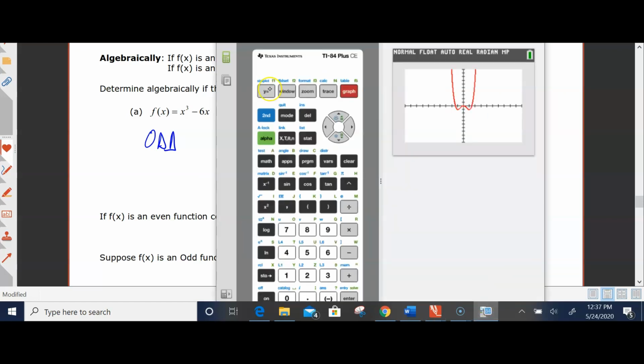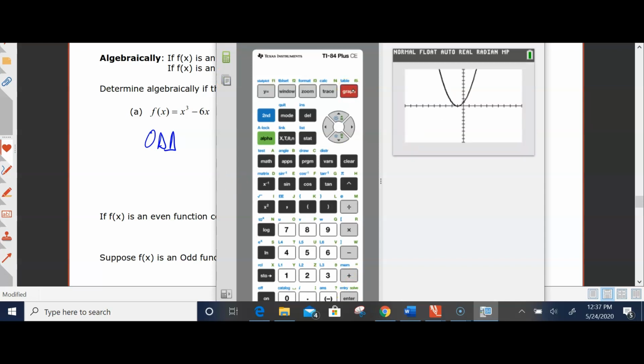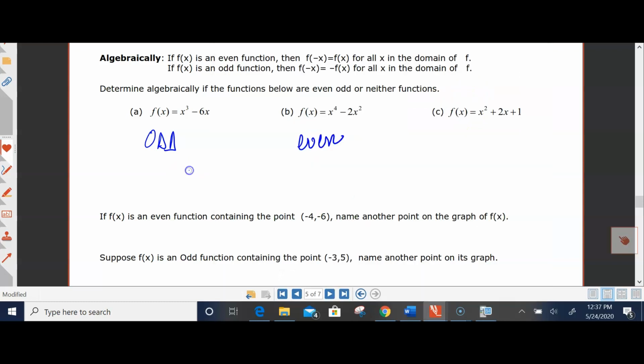And my last one, I'm going to go to y equals. I'm going to turn this guy off and turn this guy on. And let's graph him. Well, I don't have symmetry across the y-axis because it's scooched over a little bit, and I don't have symmetry across the origin, so this guy would be neither.